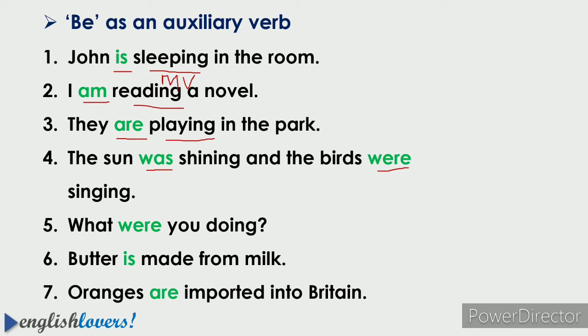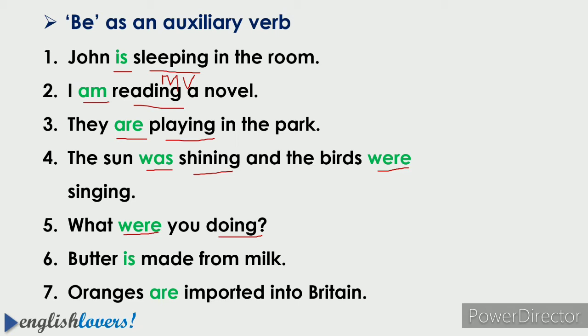The next sentence, what were you doing? Here also the past form of be verb, were, is used, and the ing form is there. So these two sentences, the fourth and fifth one, are in the past continuous tense, and there also the form of be, that is was and were.